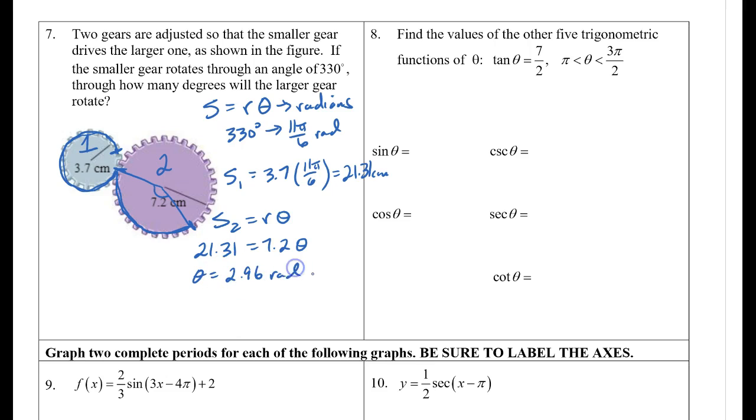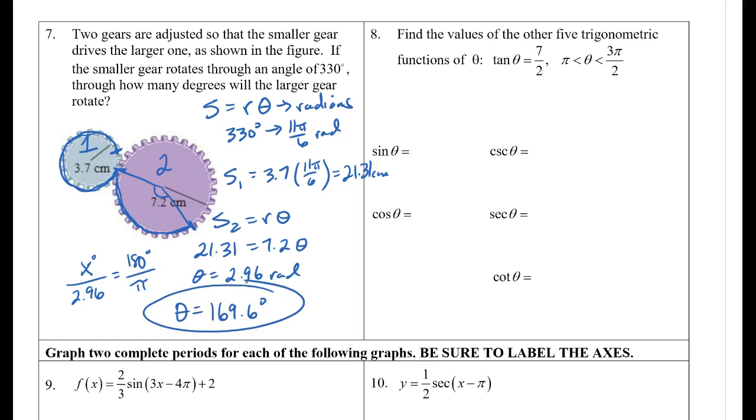2.96 radians, but I want it in degrees, so remember to convert from radians to degrees. I have x degrees over 2.96 radians is equal to 180 over pi. Do some cross multiplication or whatever method you choose to use, and we get theta is equal to 169.6 degrees. So that's how far the big gear had to rotate.